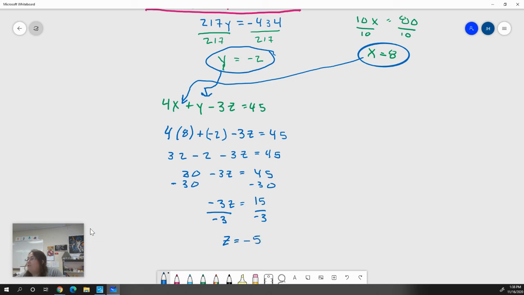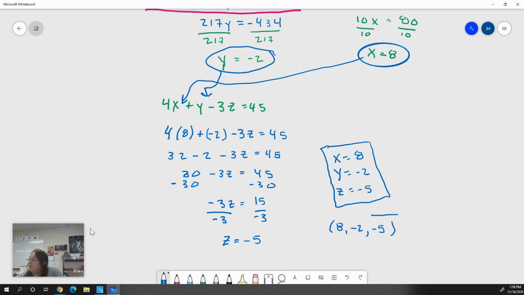We have a solution now. What is it? We can say x equals 8, y equals negative 2, z equals negative 5. I do not know how Delta Math wants you to enter that yet. You should watch and learn and see how they want you to enter it. The other way you could do it is as a point where you have our X value, then your Y value, always alphabetical order, then your Z value. So you could also write it as a point.